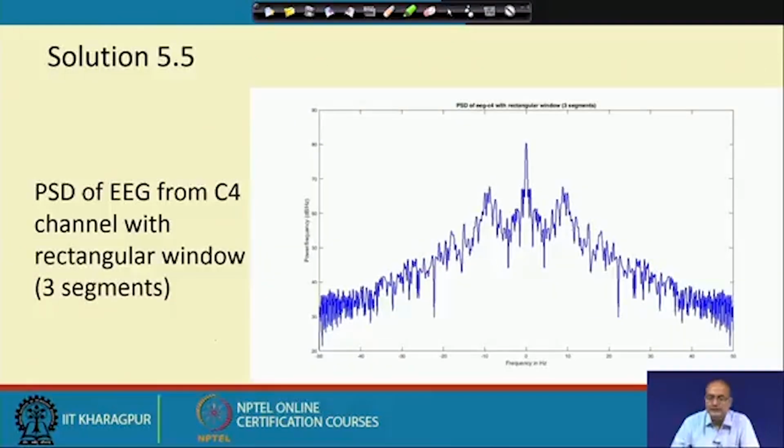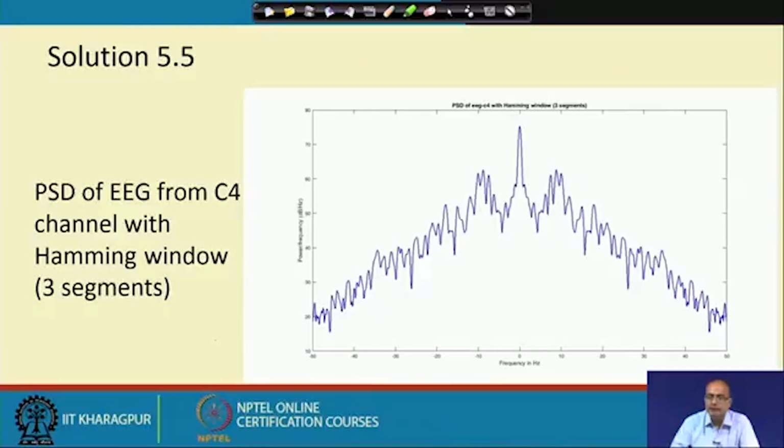Now, we go for channel 4. We start with first the 3 segments with rectangular window. We get lots of undulations, but the undulations are less compared to the PSD when we take the entire signal. Now, we change the window from rectangular to Hamming window and we see that we get a little more smooth PSD.